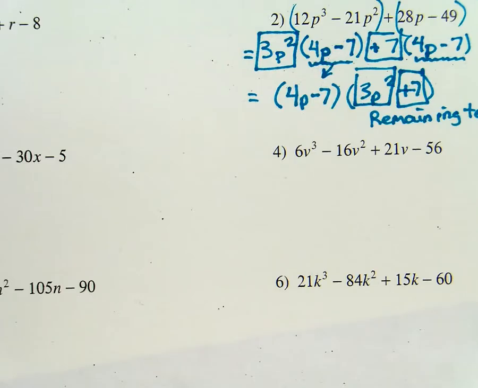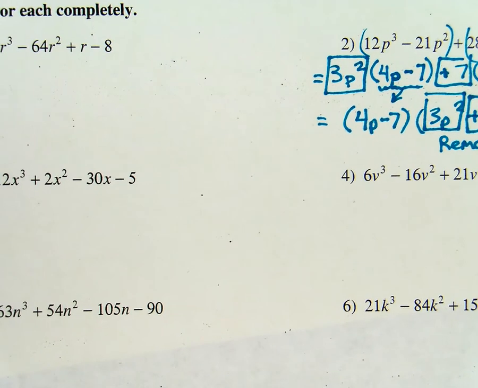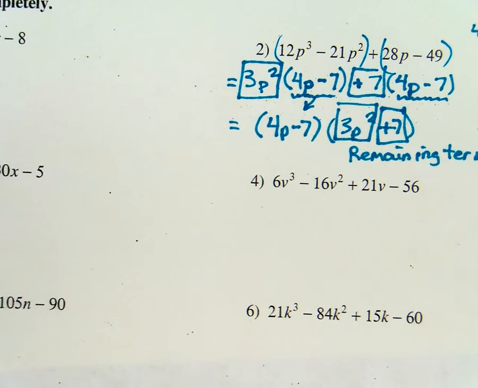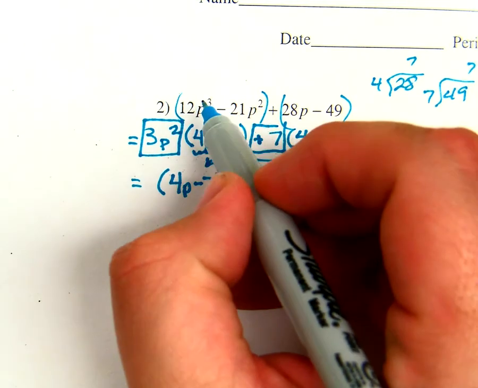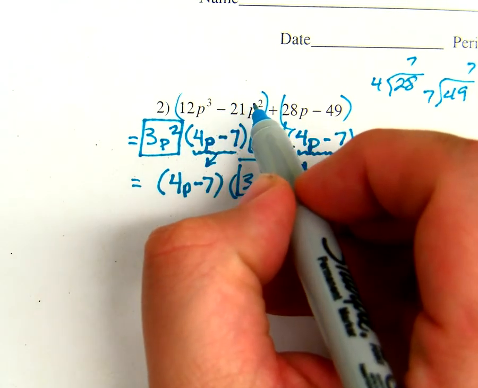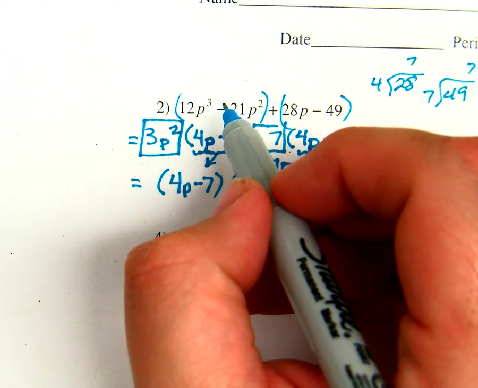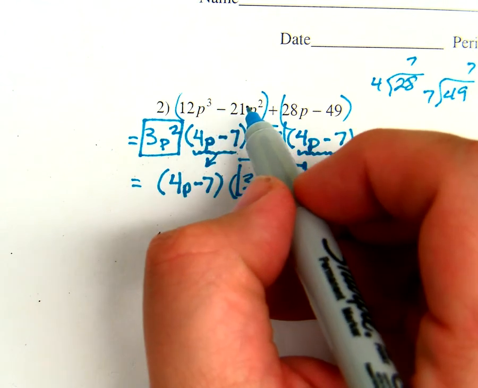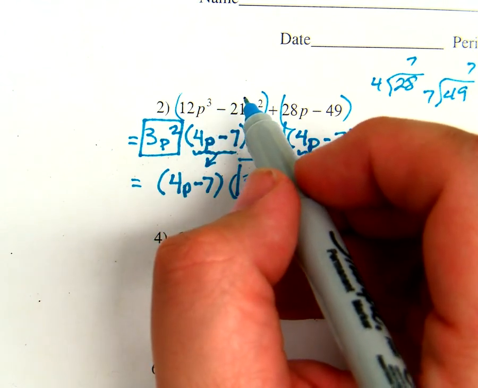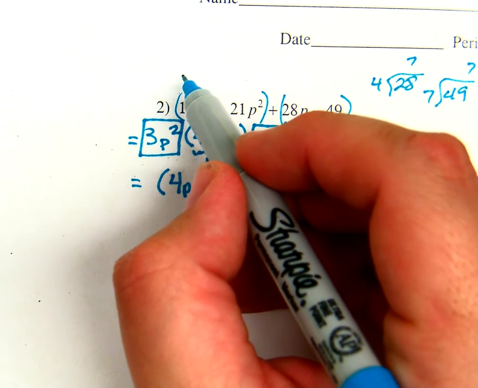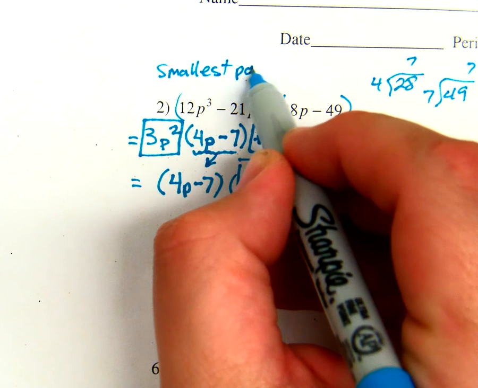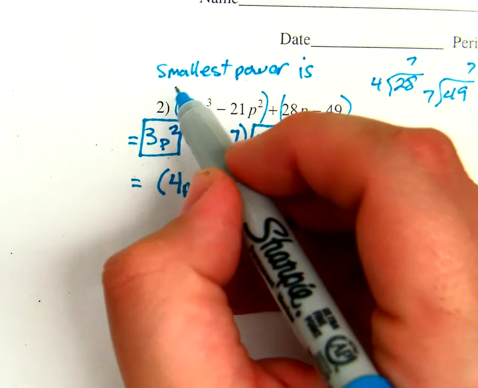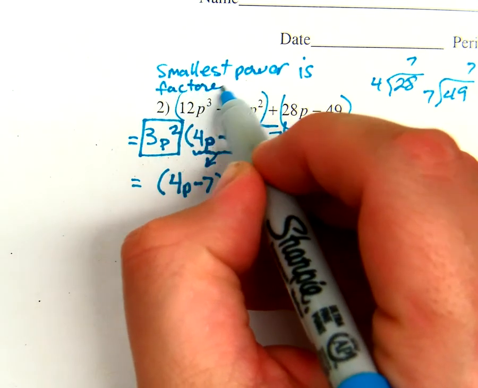Now, yes? For number 2, the common factor was 3, but how do you know it's p squared? If you have p cubed and you have p squared, what's the rule when you have variables with powers, which power gets taken out? The biggest or the smallest? Smallest power. So that's why I take out the p squared.